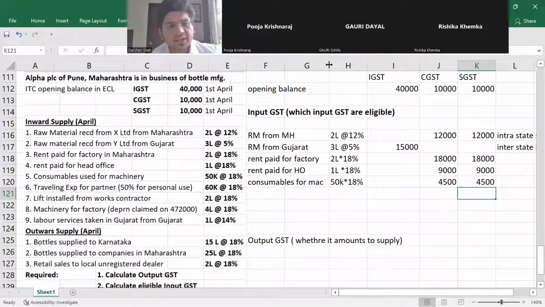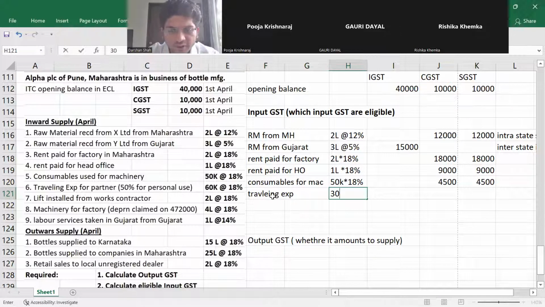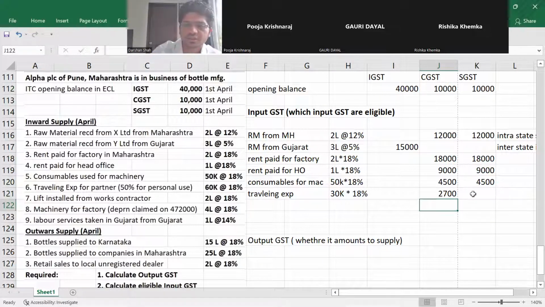Traveling expenses for partner, 50% are for personal use. What happens? How much should I take? 50%. 30,000 instead of 60,000. I'll only take 30,000 at 18%. If nothing is given, I'll just divide it between CGST and SGST. Don't assume IGST.